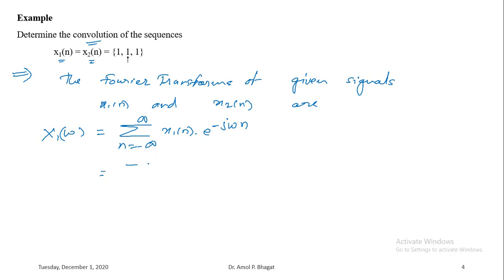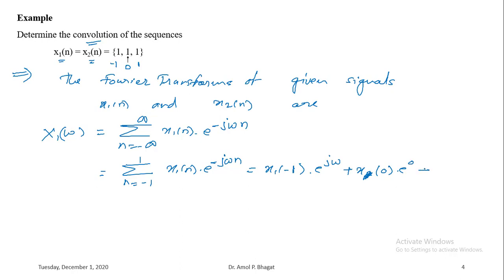Okay, so the limit of this n will be from minus 1 to 1, because the sample at minus 1 is 1, at origin it is 1, and at 1 again it is 1. So I can take it as n equals minus 1 to 1 x1 of n into e to the power minus j omega n, right? So it will be x1 of minus 1 into e to the power j omega, right, plus x1 of 0 into e to the power 0 will be there, right? Plus x1 of 1 into e to the power minus j omega will be there.